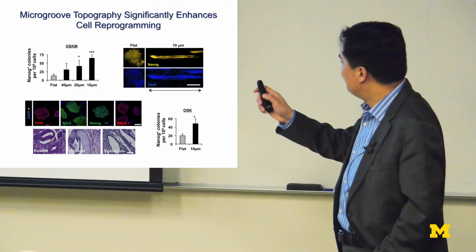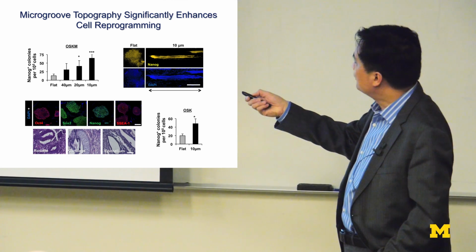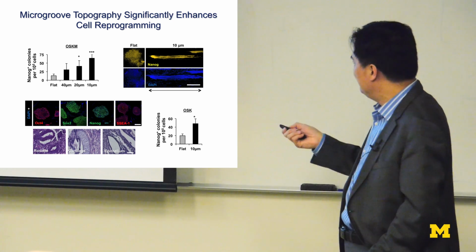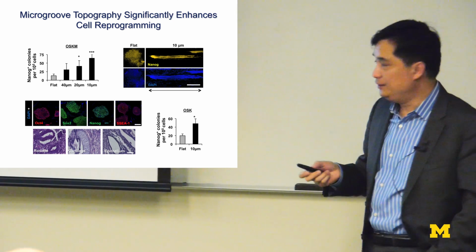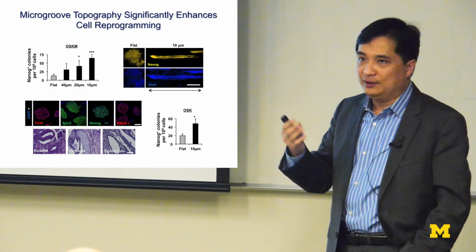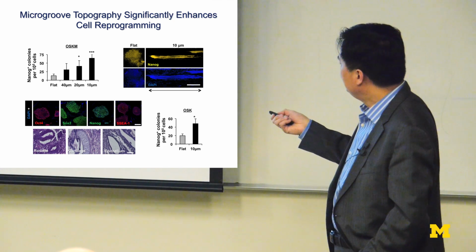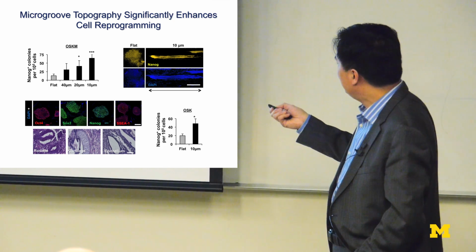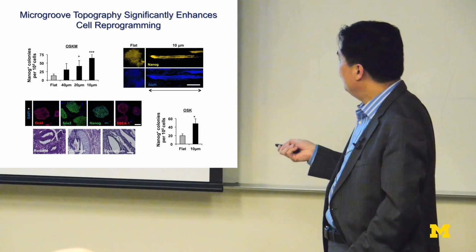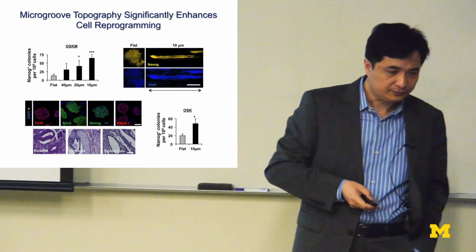So in this case, we use 4 factors, OCT4, SOX2, KLF4, and CMYC. And we also try to reduce the number of transcriptional factors. Indeed, we found that if you use 3 factors, since CMYC is an oncogene, in this case we remove that. Just use OCT4, SOX2, and KLF4, we still have enhancement of reprogramming efficiency on the microgroove surface.